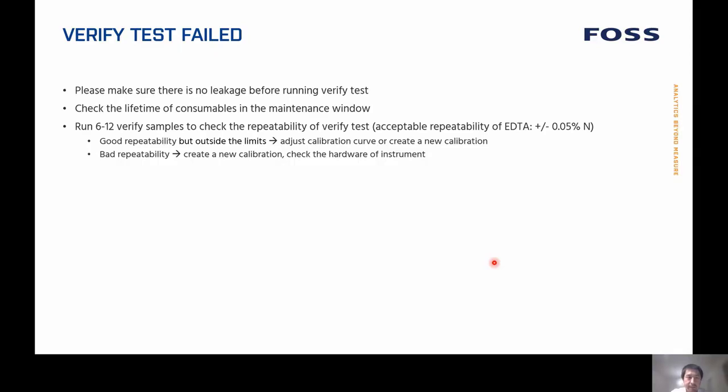If you have good repeatability, but it's outside limits, then you can adjust the calibration curve. And that will be an easier way. You just adjust it to ensure your verification is in the range, because right now you have repeatable calibration. Or you can just create a new calibration, but it takes longer time. But if you have bad repeatability, that means you should create a new calibration, or you have to check the hardware. You check consumables, or check some parts if there is any leakage or the consumable expires and the lifetime is ended. So there are some other ways you should check if the repeatability is really bad.